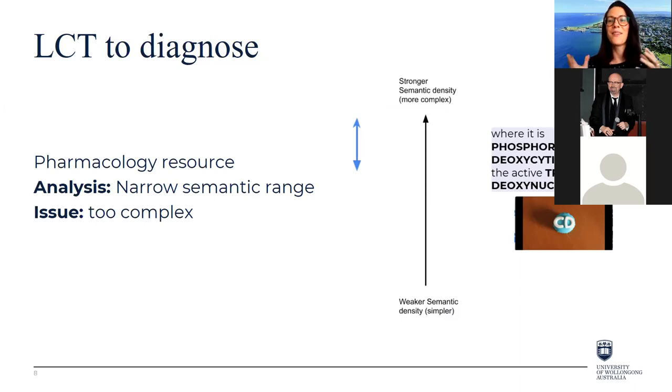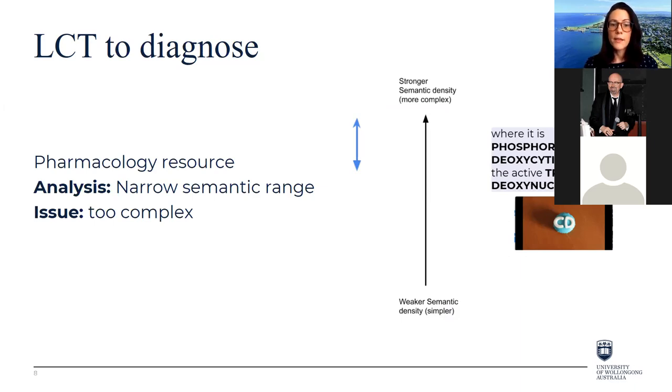What this represents in terms of the aim of the assessment is to have a relatively large semantic range. So one that includes ideas that represent weaker semantic density, but still reaches up to a stronger semantic density as well.